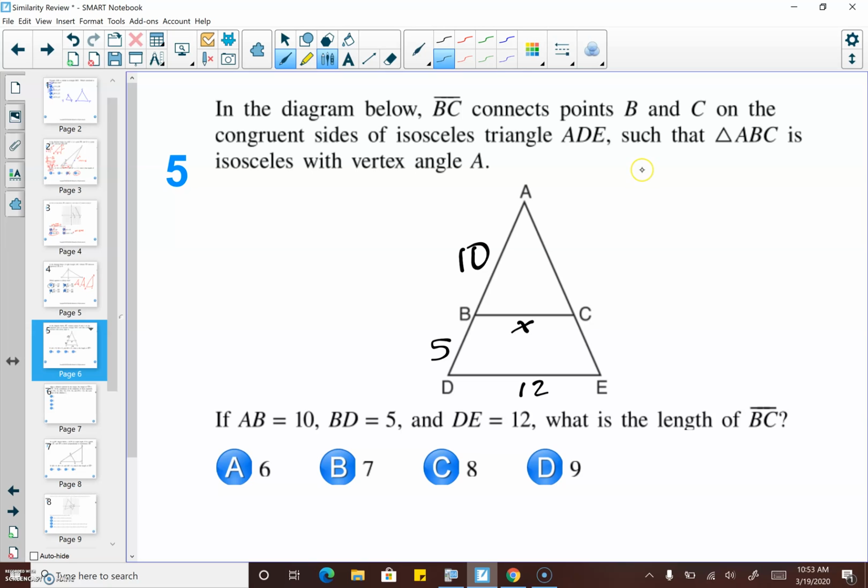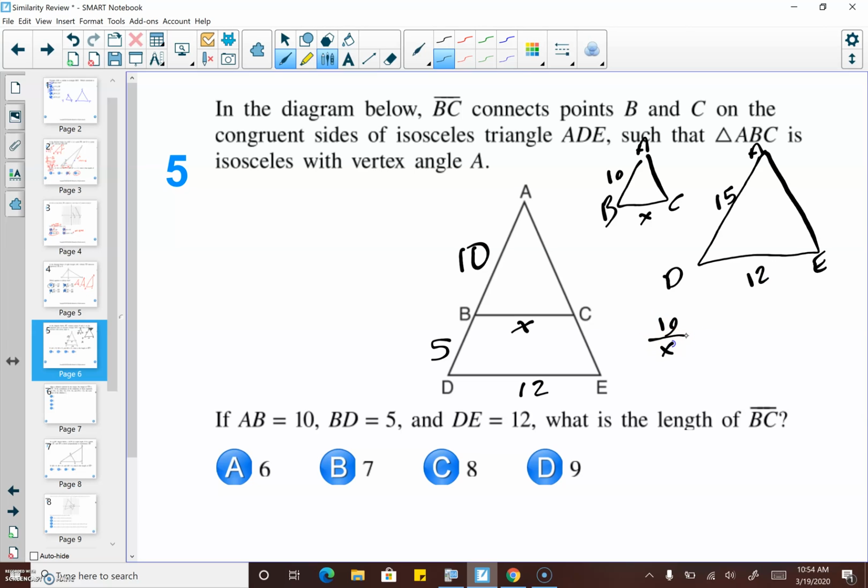But when I look at this, I redraw my picture so that I have my little triangle ABC with 10 and X, and then my big triangle ADE with 15 and 12. The fact that it's isosceles doesn't help me that much. I really just want to set up a proportion. So 10 over X equals 15 over 12.